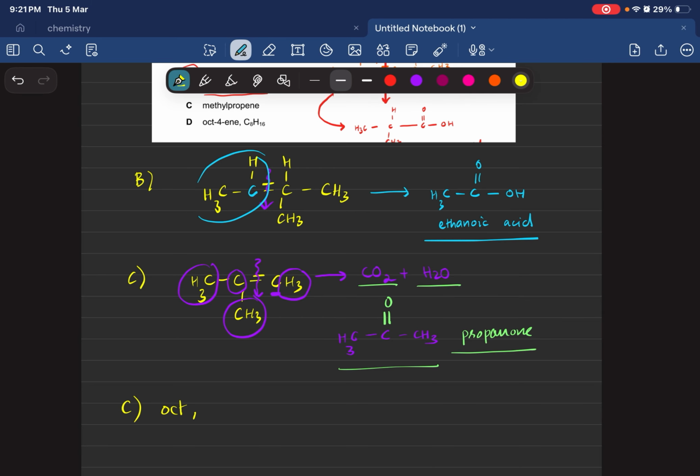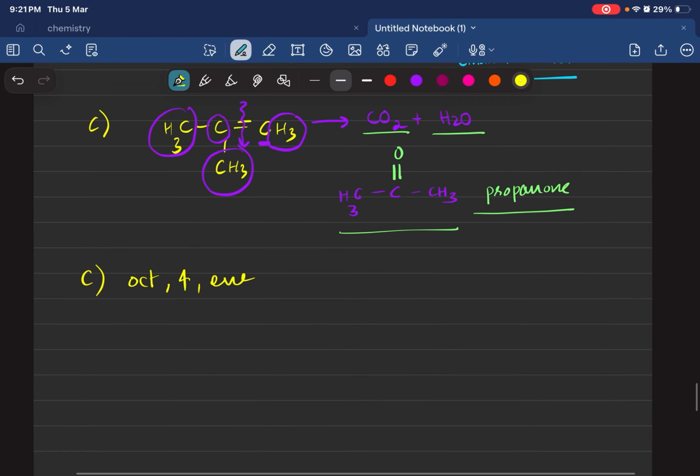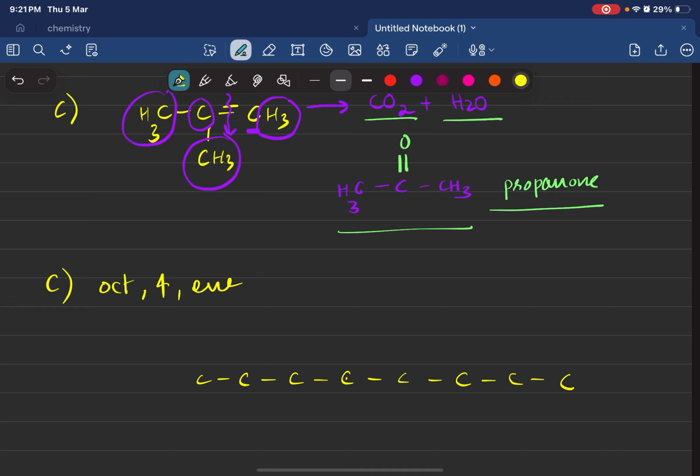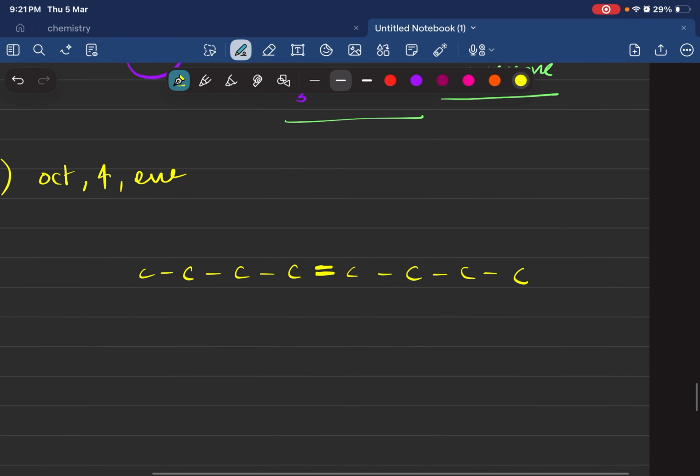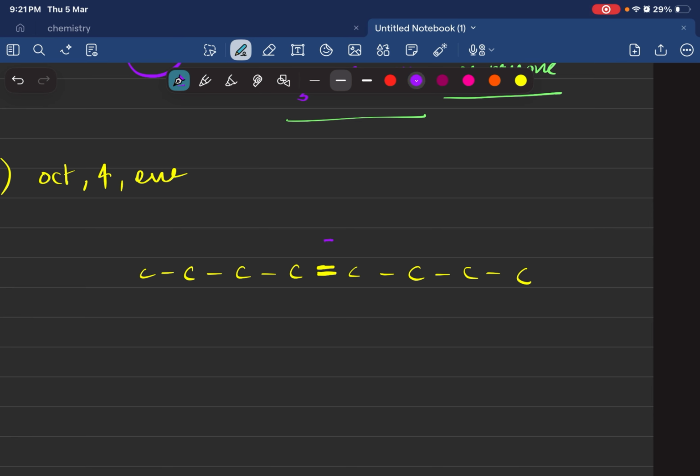Oct-4-ene means 8 carbons. 1, 2, 3, 4, 5, 6, 7, 8. 4-ene means on the fourth carbon I have a double bond. 1, 2, 3, 4. I have a double bond on the fourth carbon, oct-4-ene. And if I break it from the middle, what am I going to form?